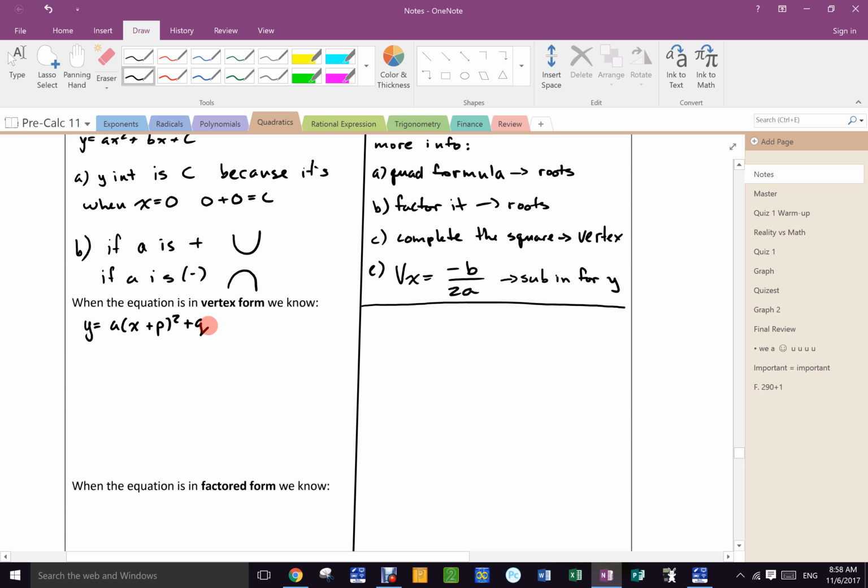Does that give me x-intercepts? What does it give me? It gives me the vertex. It's called vertex form. It's a bit of a hint. Where is the vertex in here? Vertex is (P, Q). But what do you have to remember about P? It's opposite sign, right?